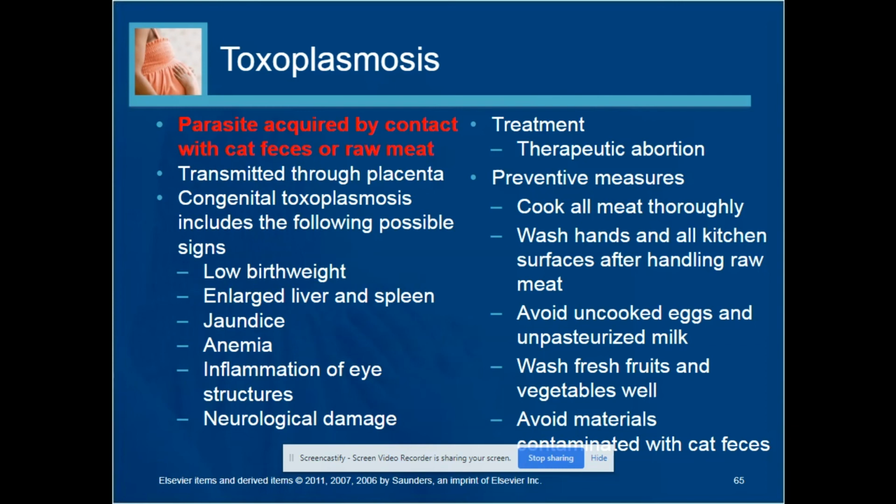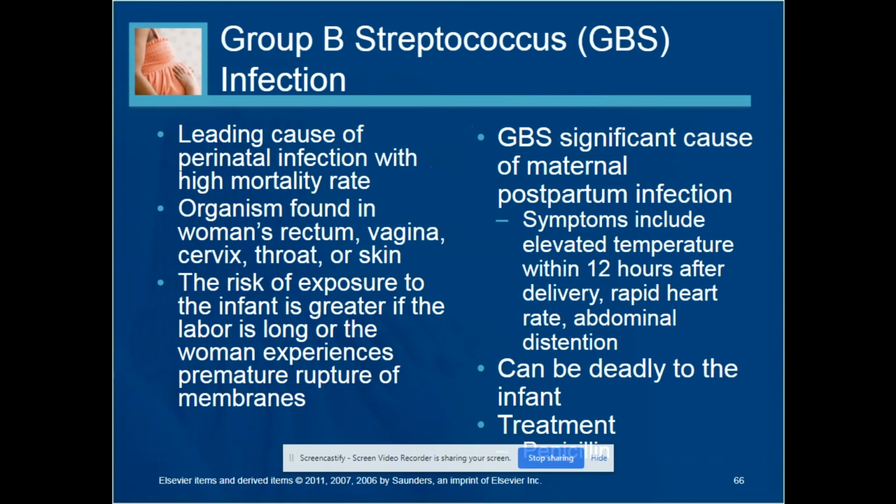Preventative measures include cooking all meat thoroughly. This includes lunch meats, hot dogs, all of the things. Wash hands and all kitchen surfaces after handling raw meat. Avoid uncooked eggs and unpasteurized milk. That's why we don't eat queso. Wash fresh fruits and vegetables well. Avoid materials contaminated with cat feces.